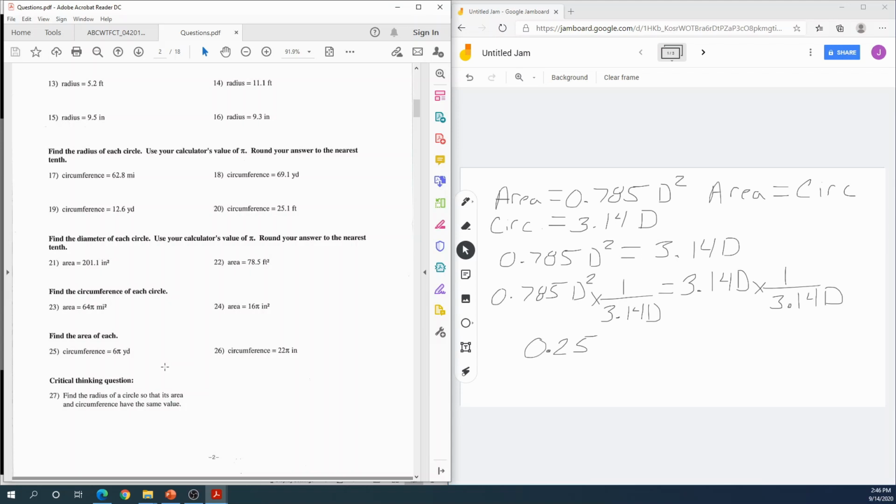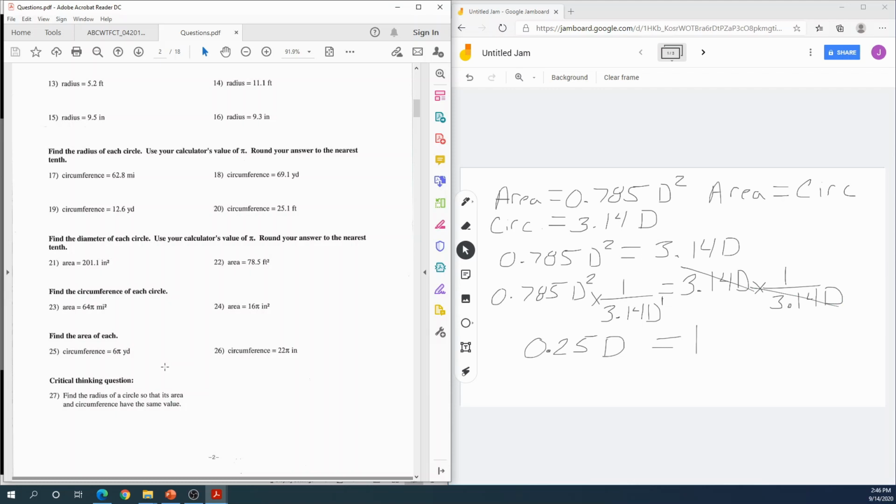Now we have a d squared divided by a d. So again, like we talked about in the last hour, this d on the bottom is actually raised to the 1 power. So when we divide by exponents, we actually subtract. So d squared divided by d to the 1 is going to be 2 minus 1, which is just going to be d. Another way to think about it is just d squared divided by d. You're going to have 1d left. Now on the right side of the equation, we have 3.14d divided by 3.14d. So these are going to cancel each other out, and we're just going to have it equal to 1.